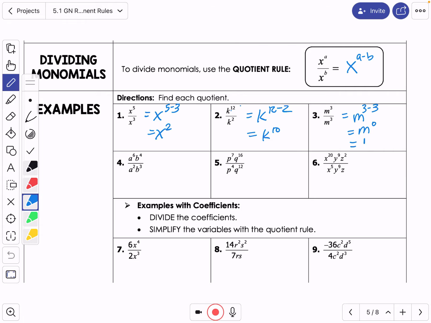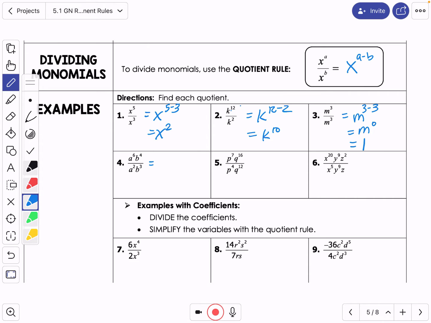Anything raised to the 0 is 1, so it becomes 1, which also, if you just look at this, m raised to the 3 divided by m raised to the 3 is the same thing, so it has to be 1. All right, continuing on now, we're going to have two variables in each quotient.